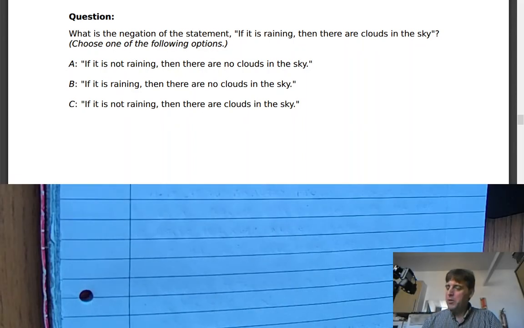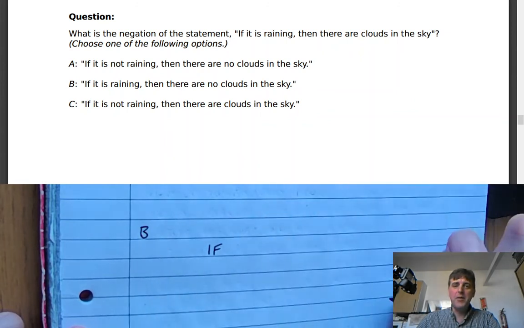Okay, I'm just going to tell you the answer of this one now. Hopefully you've had time to think about it. The correct answer here is statement B. If it is raining, then there are no clouds in the sky. The reason why A or C are not correct here is because we have that condition here, if it is raining.